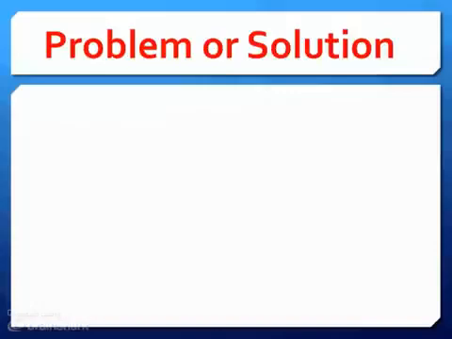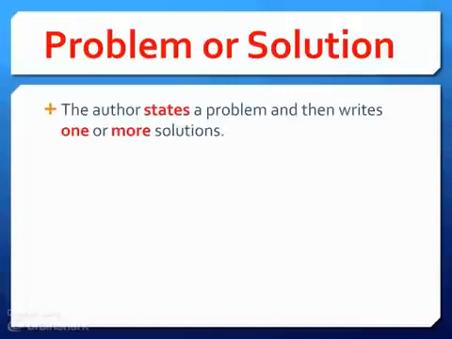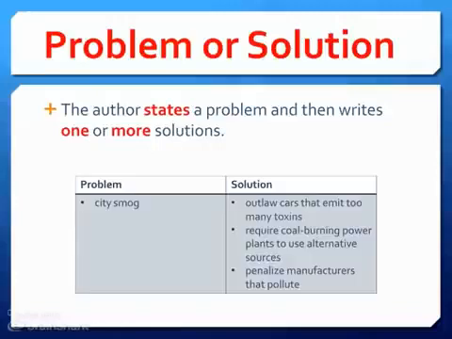The final type of text feature that we'll look at is problem or solution. This is when the author states a problem or some type of conflict and then writes one or more solutions or ways to solve that problem. Here's an example. Let's say the problem is city smog. The author would identify that problem and then give you solutions on how to solve that.